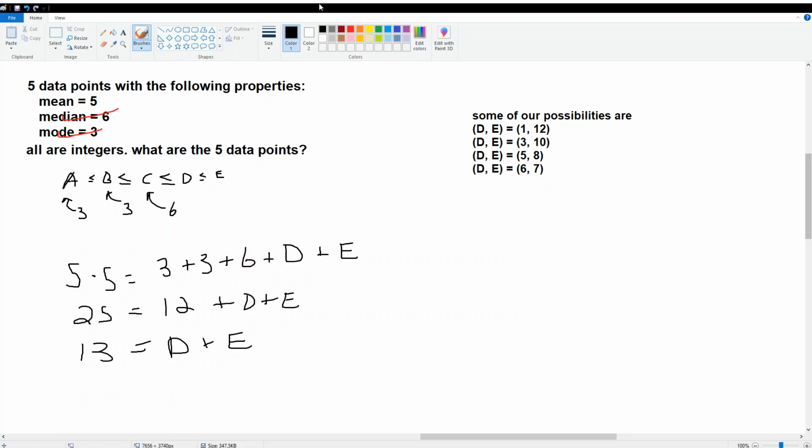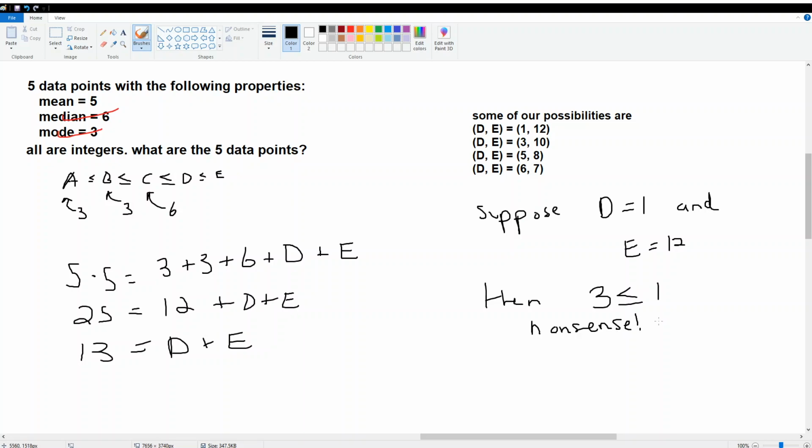Why would that be wrong? Because, let's suppose D equals 1 and E equals 12. Then, since D has to be greater than or equal to A, we would have 3 is less than or equal to 1. That does not make the slightest bit of sense. That's nonsense.